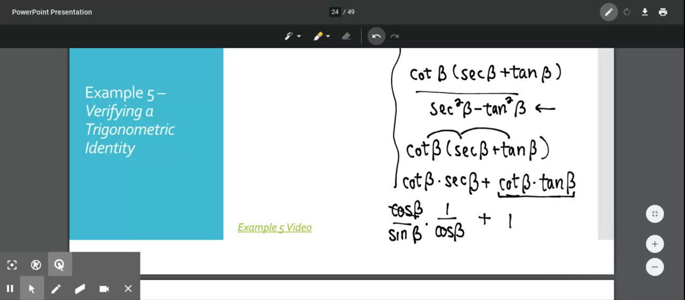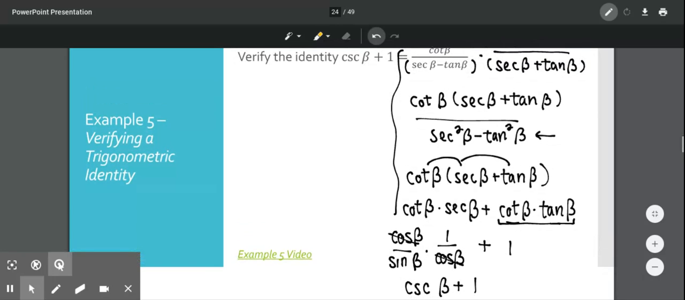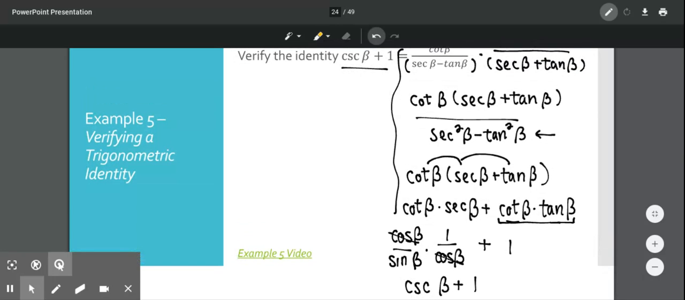Your cosines simplify, and so you're left with 1 over sine plus 1, and 1 over sine is cosecant. And cosecant beta plus 1, if you go back to the beginning, is what you had over on this side. So you got it.